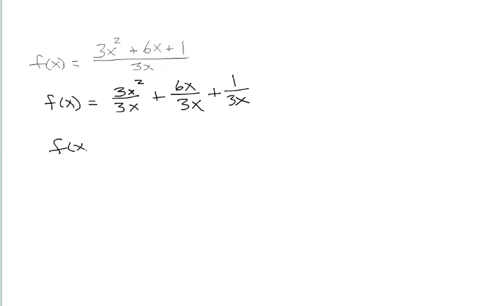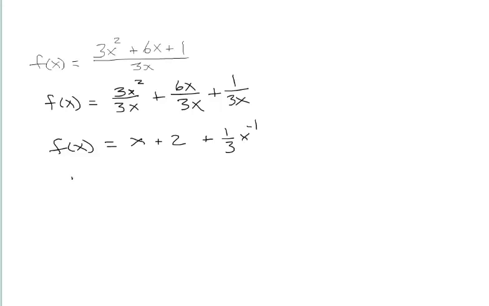And now I'm going to simplify each term. So f of x is equal to 3x squared. The 3's cancel each other out, and if I have x squared on the top and x on the bottom, it leaves me with a single term of x on top. And then I have 6x divided by 3x. The x's cancel, and 6 divided by 3 leaves me with 2. And then I have 1 over 3x. And I can rewrite that as 1/3 x to the negative 1, because the x was positive, the exponent was positive in the denominator, and it becomes negative in the numerator.